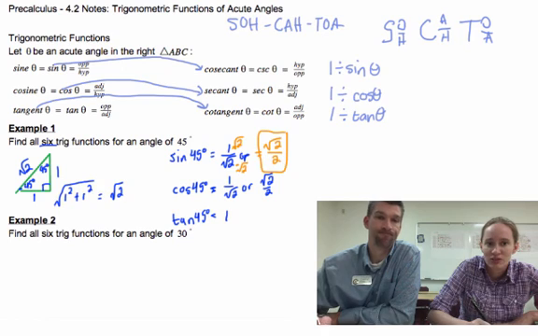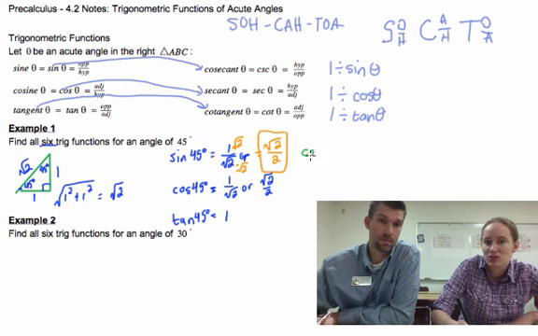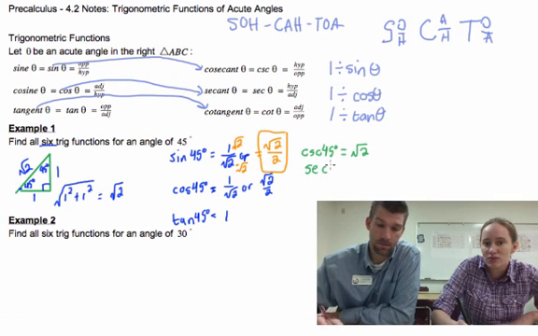Yep, 6 trig functions. So now let's do cosecant, secant, and cotangent. Even if you rationalize these, it's really helpful to write them unrationalized first. Cosecant of 45 degrees, flip 1 over square root of 2. That's just square root of 2. There's no rationalizing. You don't have to go back to the triangle unless you didn't do it right the first time.